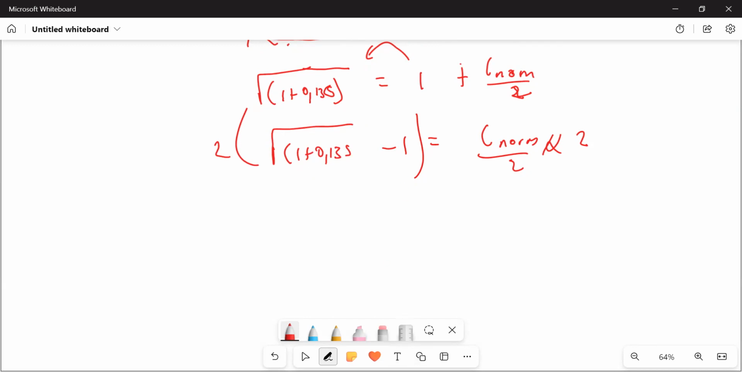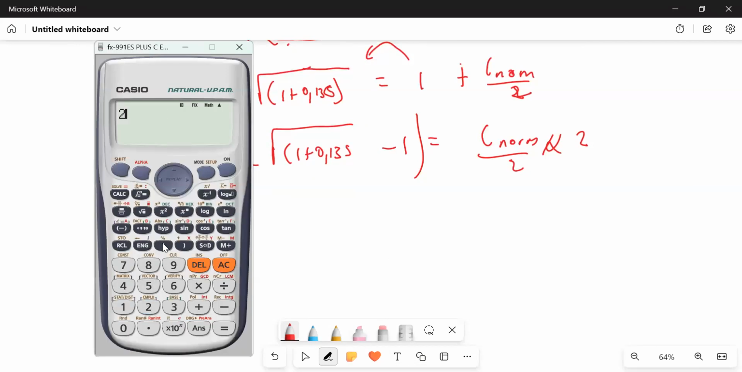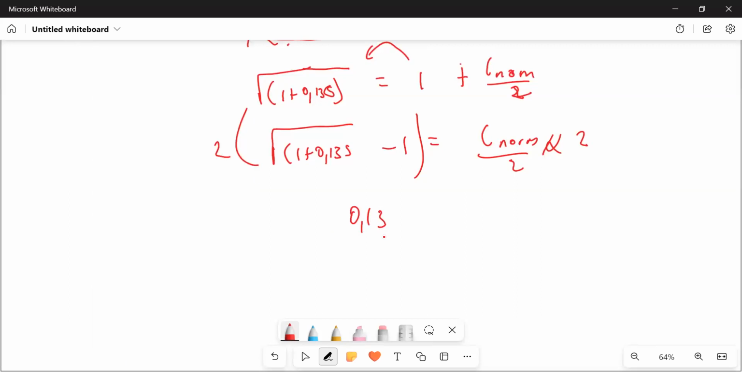Now, how am I going to type this in my calculator then? I am going to type it exactly the way it is. I'm going to say 2, open bracket, and I say root of 1 plus 0.135. Close bracket. I didn't open a bracket. Oh, minus 1. And then we close the bracket. And then if we do that, we get 0.13. Yeah, we need to round it off to 4 decimal places here. 0.1307. And this is going to be our I nominal.